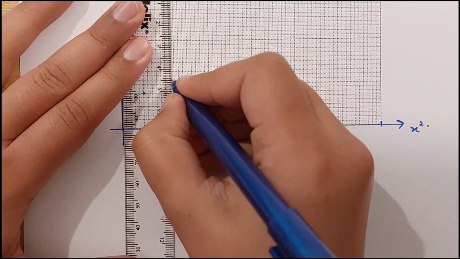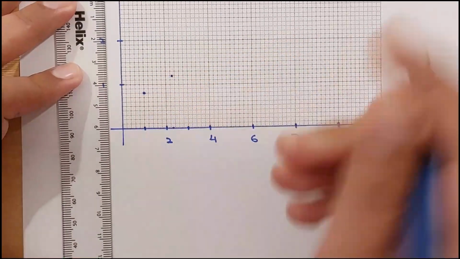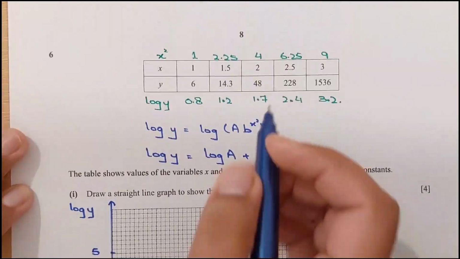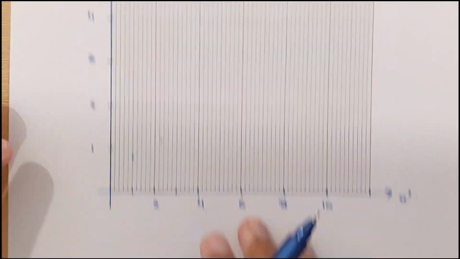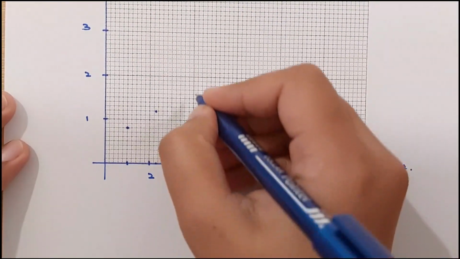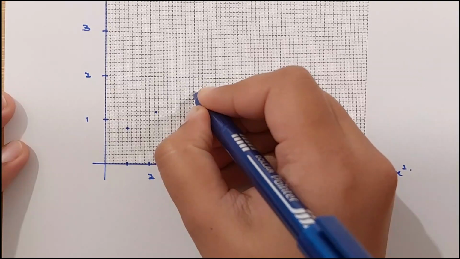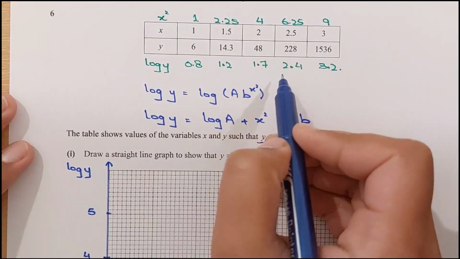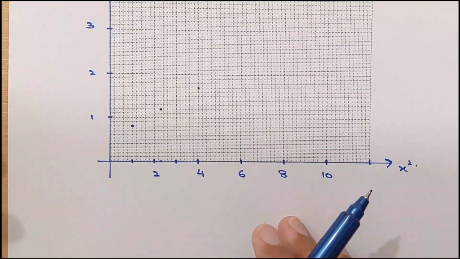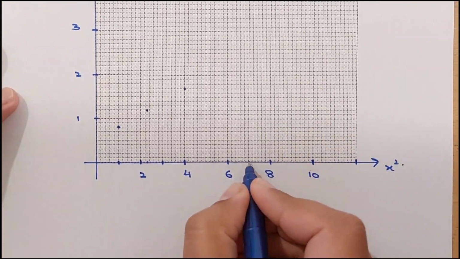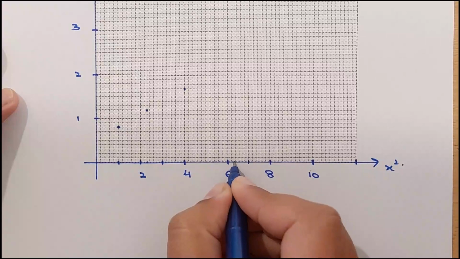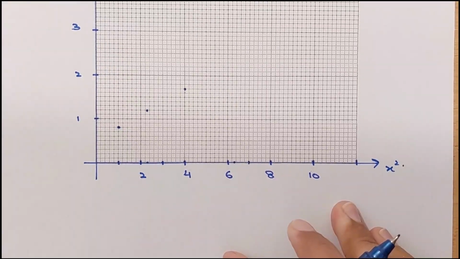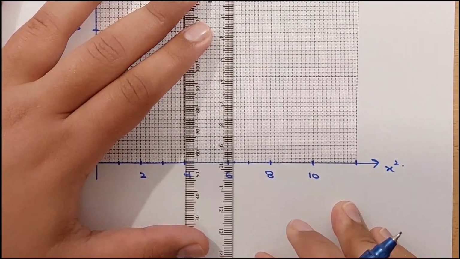1.2 is 1, 1.1 and 1.2, this point. Okay, the next point is 4 and 1.7. For 4, we have 1.5, 1.6 and 1.7. Corresponding to 6.25, it is 2.4. Okay, 6.25, this is 7, 6.2 and 6.25, 2.4.